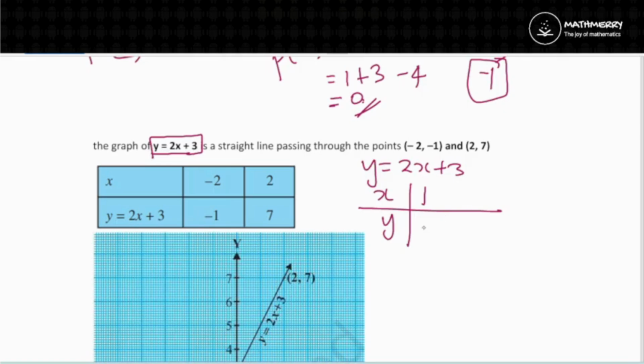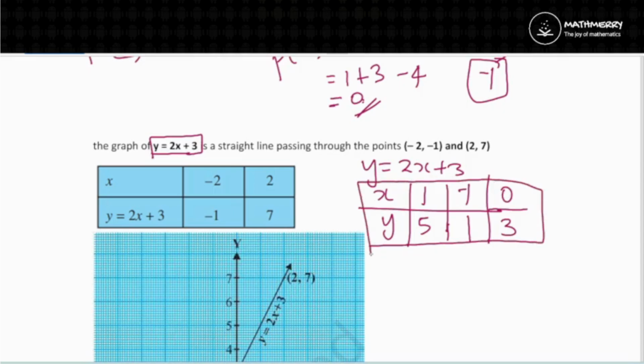So it's 5. Now, if you put the value of x as minus 1, what are we getting as the value of y? Minus 2 plus 3, so it's 1. And if we put the value of x as 0, what are we getting as the value of y? We are getting it as 3. So we are getting some points. Now we are going to mark them on the graph.